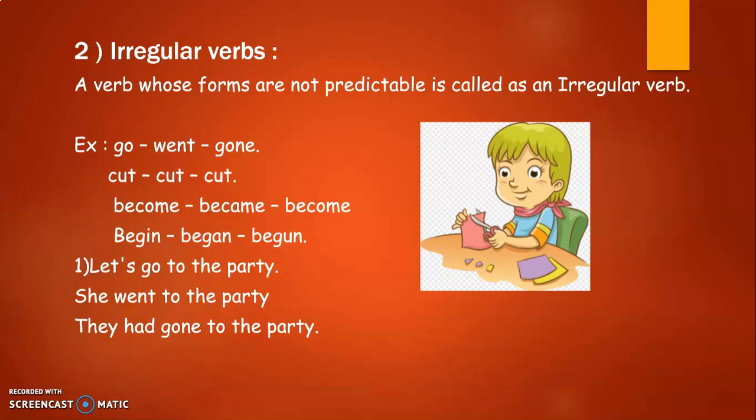For example, let's go to the party. The past tense form of the verb is went, hence the sentence is she went to the party yesterday, or they had gone to the party. This is the past perfect tense. So in all the three cases, the verb forms are completely different from each other.